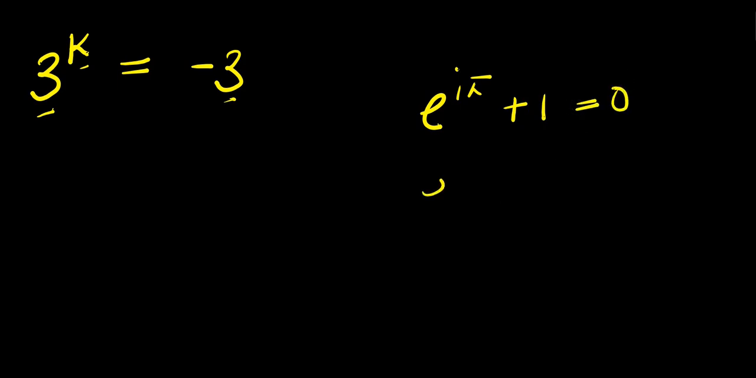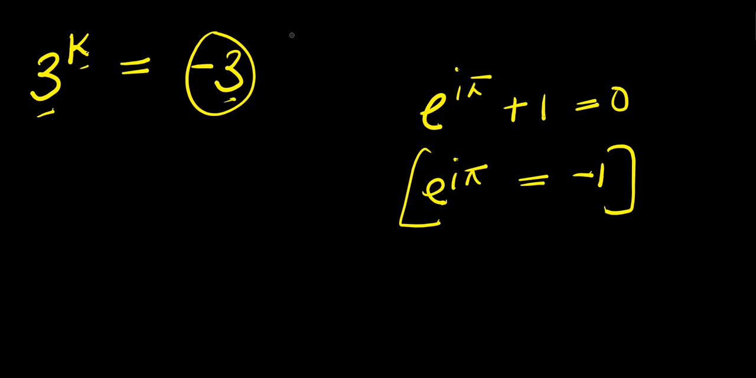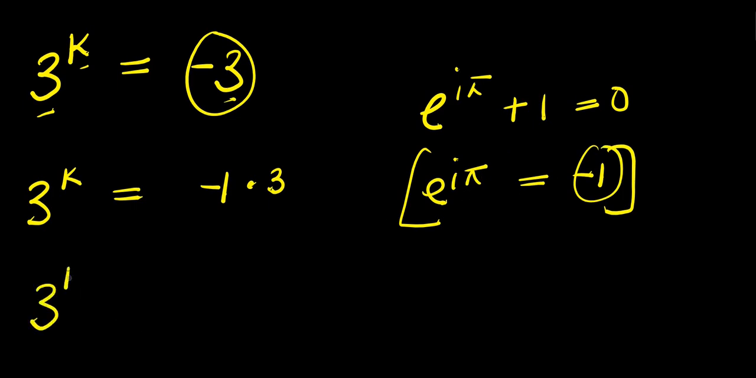So from here, I can have e power i times pi equals -1. So with that, I can express this -3 as -1 times 3. So 3 power k equals -1 times 3, and -1 is e power i times pi. So I have 3 power k equals e power i times pi times 3.